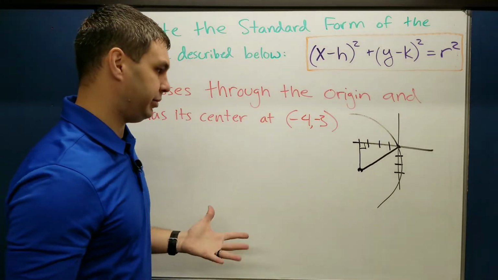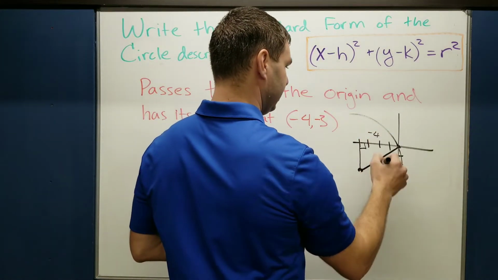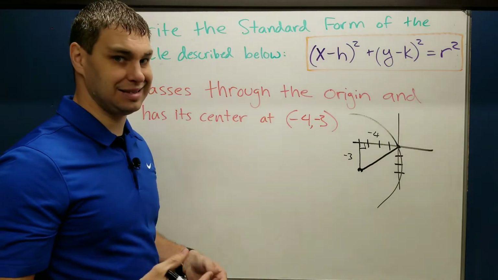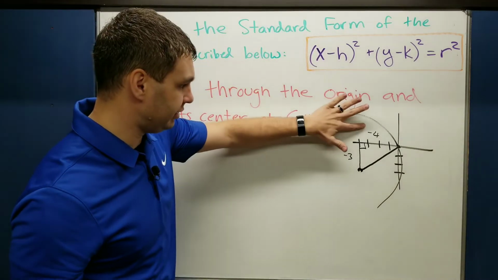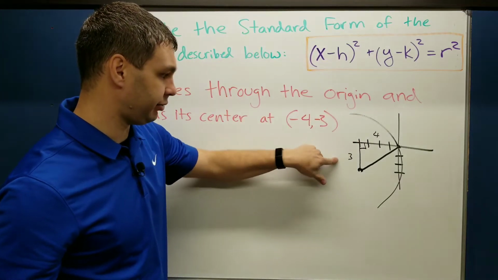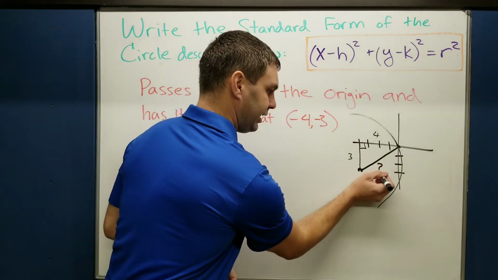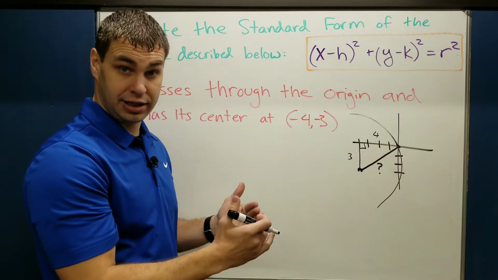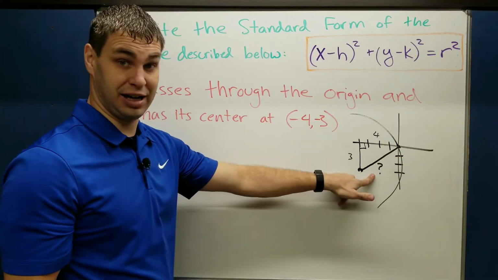So why does that help me? This is -4. When I went back 4, this is -3. But remember, when we talk about distance, distance can't be negative. So instead, this is just a right triangle that has a side length of 4 and a side length of 3. So if I can find this side length, that's going to be my radius. If you know anything about 3, 4, 5 right triangles, this distance is going to be 5.